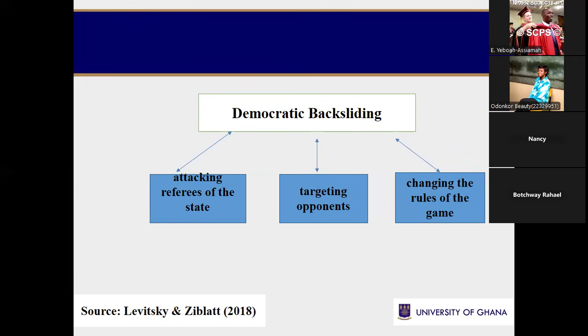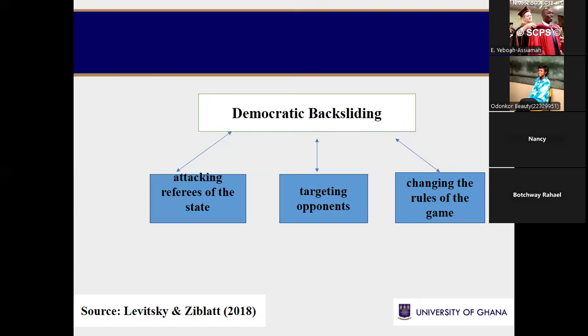Now, they gave 3 elements of democratic backsliding. When you see these elements, then you get to know that there is democratic backsliding happening in the country. The first one is attacking the referees of the states. Attacking referees of the states, targeting opponents, and changing rules of the game. These are the 3 elements of democratic backsliding by Levitsky and Ziblatt.